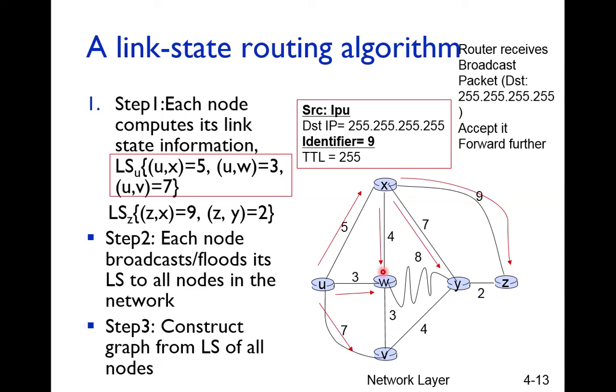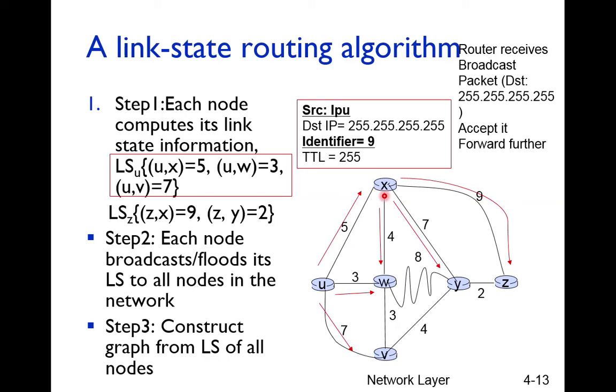So if it is a duplicate, then it will not be accepted. Not accepted means that it will not process it. It will discard it directly. So this message will be discarded. It will not be accepted and not be forwarded. Okay, so in this way it controls the flooding.